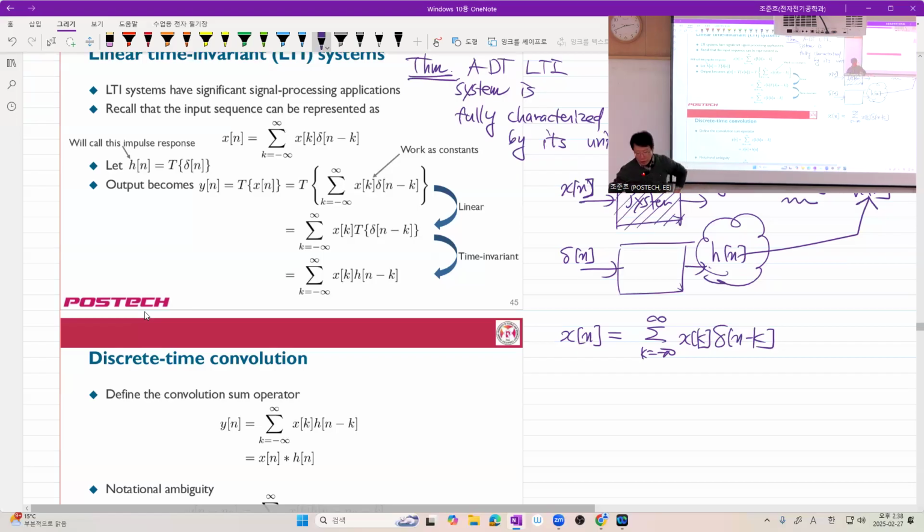Now, what we do is we consider the output y, that is the linear time invariant mapping. Here the book and Professor Choi Jun-il use T, but let me just use T, okay. T, this is the mapping rule, applied to x[n]. And now, what do we do? We just plug in the representation of the input here.